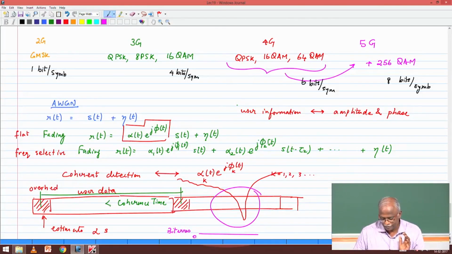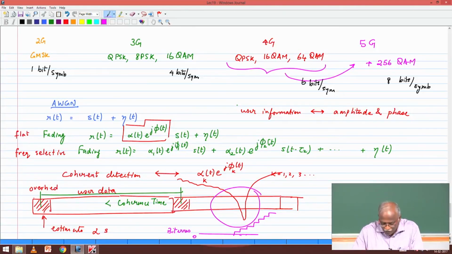This is the 0 level. At this point you hit a fade, error increasing, every symbol is in error. Basically beyond that point where a fade occurs, you will have a large number of errors happening. The only way you can avoid this happening is you transmit your overhead more frequently. What happens if you transmit overhead more frequently? You will lose user data rate. So overhead is really wasteful information from a user data point of view.